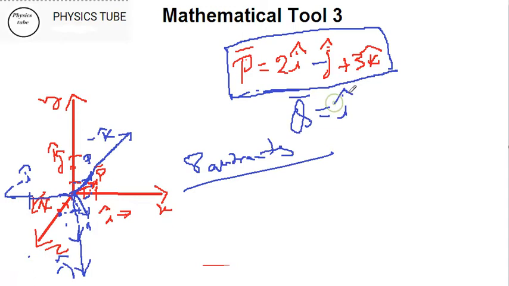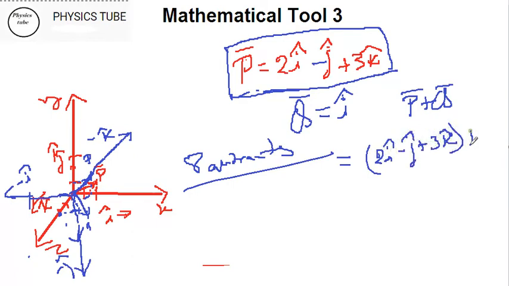Suppose this is just i, and they ask you to find out p plus q. In that case, you talk about p plus q. Mathematically it's not that tough. p plus q is equal to p, which is 2i minus j plus 3k, plus i. So that is not that tough a job for you. So we add up like algebra. This becomes 3i minus j plus 3k.